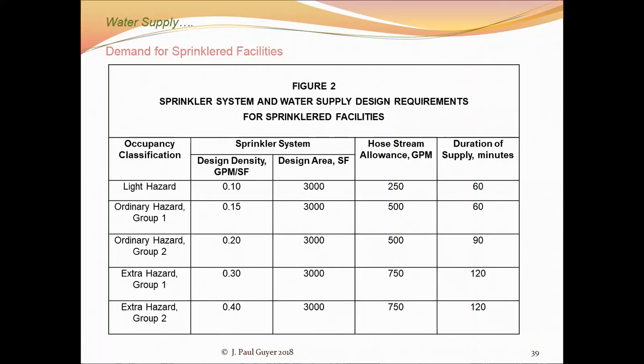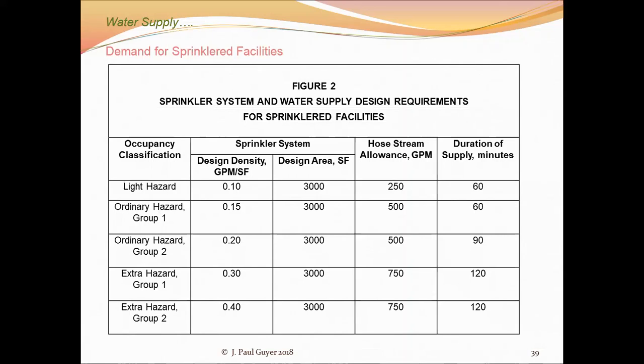And this, as I say, may seem a little counterintuitive to you, but actually it isn't, because the thinking is that by putting the higher density of water on the fires in the more hazardous occupancies, you're still going to contain the fire to this 3,000 square foot area. So that's why the design area of the fire does not change.